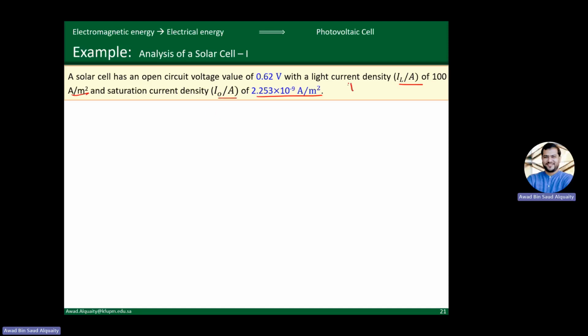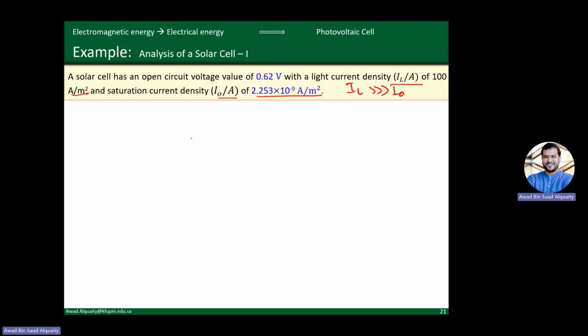You can see for yourself that IL is much greater than I naught, right? And this is always the case, right? So in terms of the current that you get, the eventual current, it's going to be close to IL, but it will not be equal to IL. Okay, so that's an important point to remember.